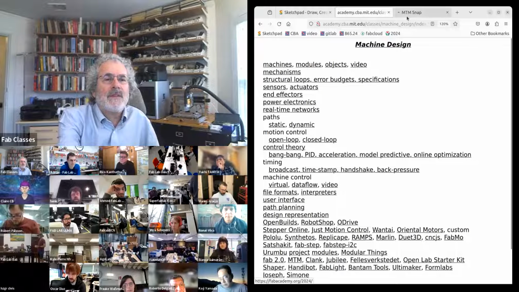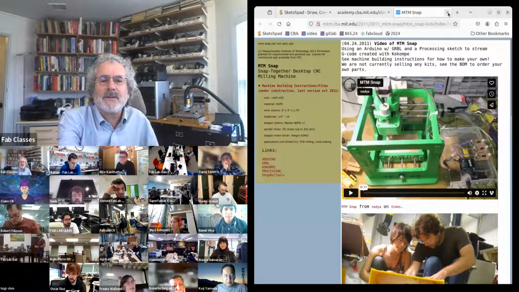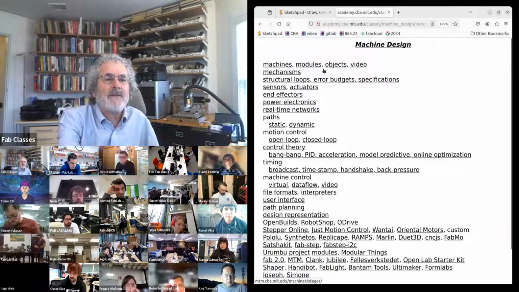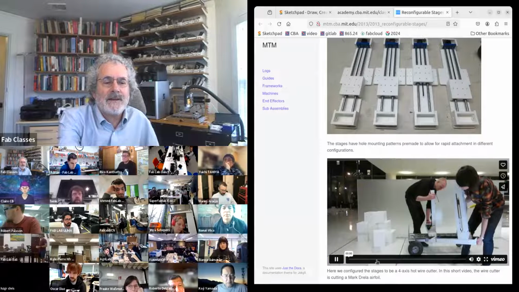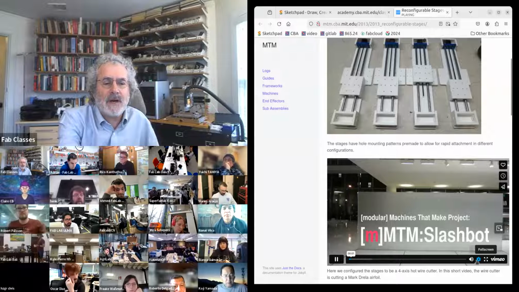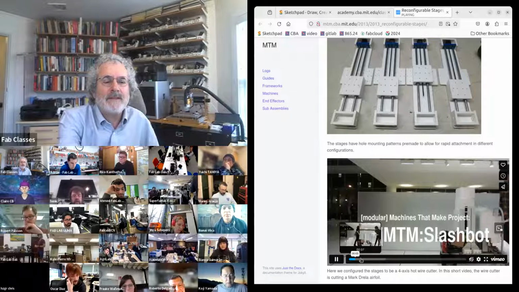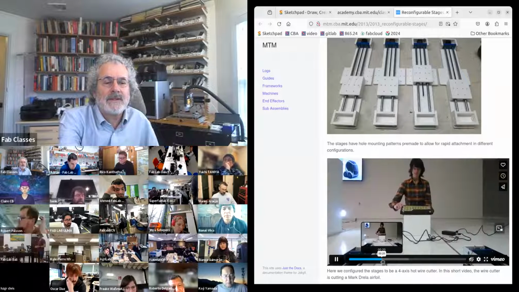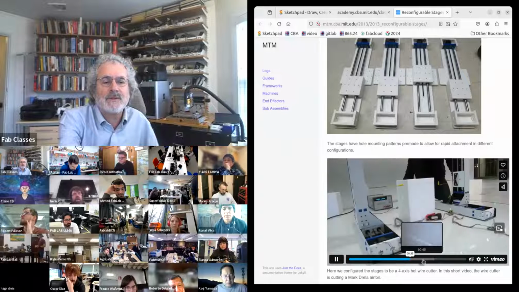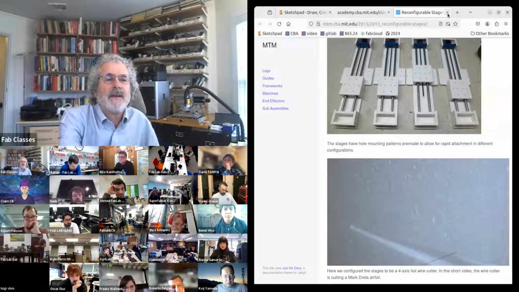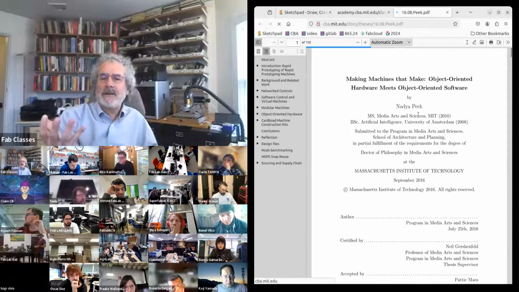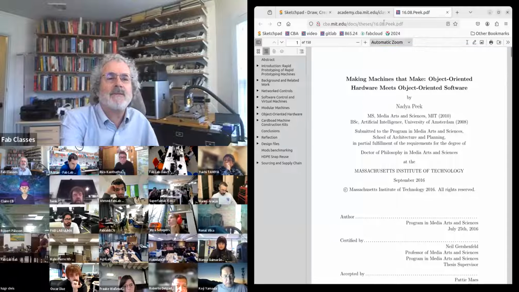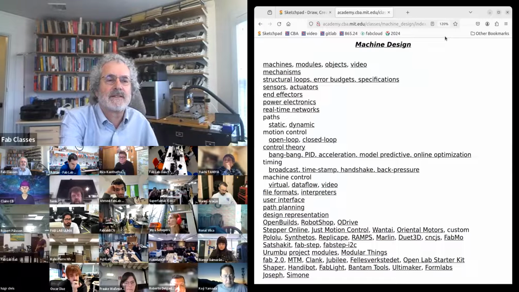So this, what I showed you before, this was one of the first Fab 2.0 machines many years ago. From there, rather than making one machine, Nadia and James went on to make these modules that let you assemble machines out of separate modules. So this is making a hot wire cutter. Nadia did a thesis on that, on object-oriented hardware, so physical objects that are simultaneously software objects.